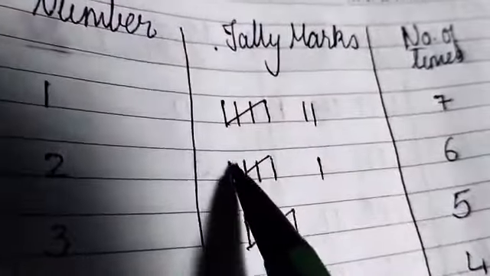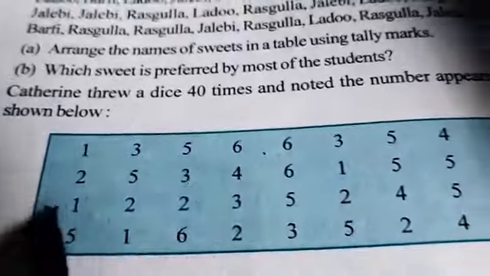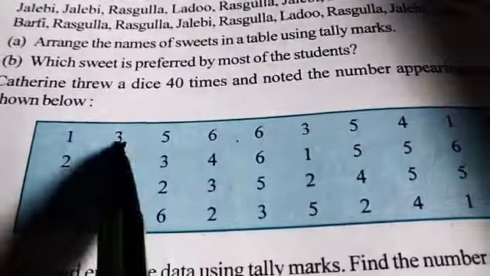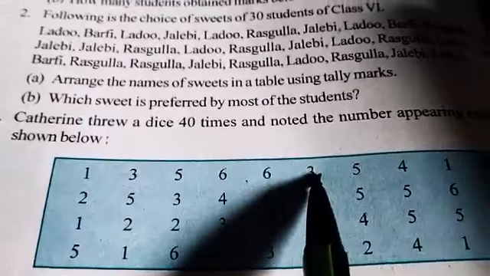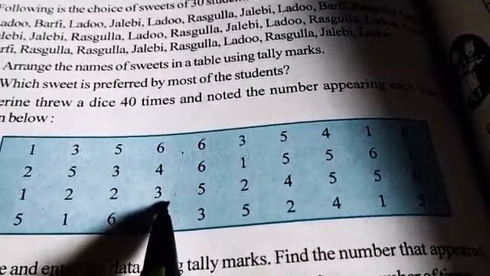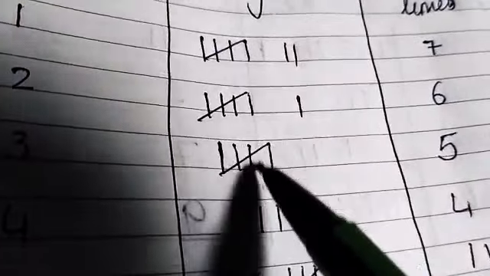Now for 2. 2 is 1, 2, 3, 4, 5 and 6. 6 times 2 comes. Go to the table and count how many times 2 is coming. Right? Go to the table, count how many times 3 is coming. 1, 2, 3. Right? Here is 4 and here is 5. So how many times is 3 coming? 5 times. So how will you create the tally mark? 1, 2, 3, 4 and 5. So we will write 5 times.